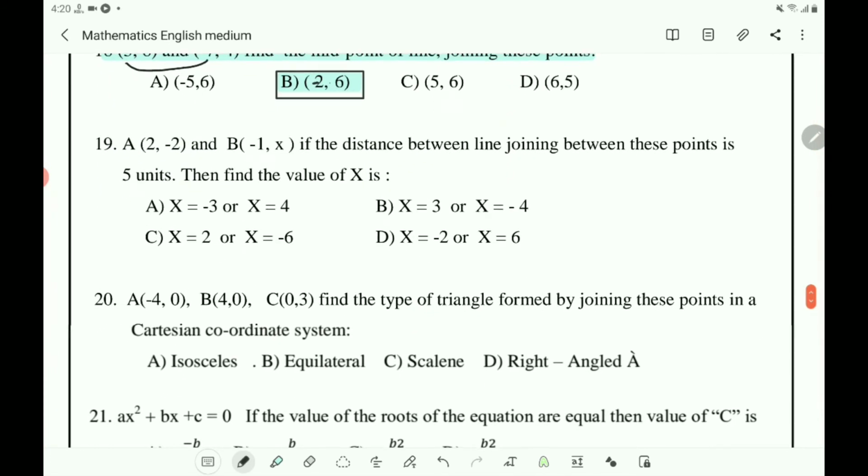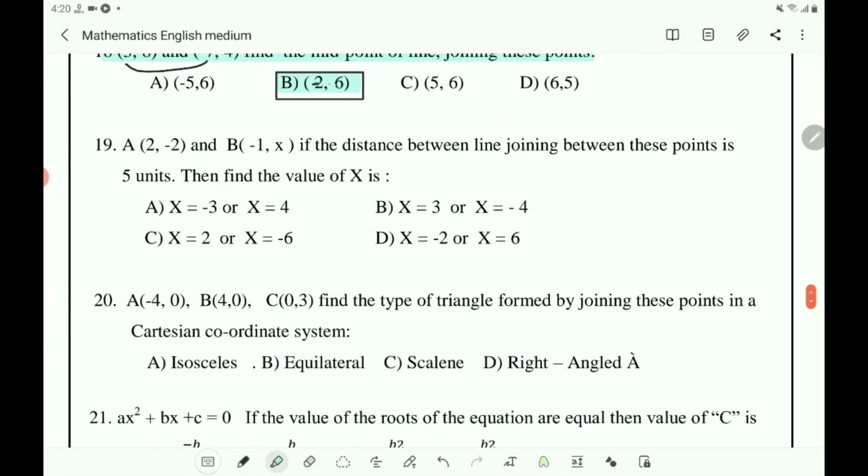Then you take question number 19. A is 2, minus 2 and B is minus 1, x. If the distance between the line joining these points is 5 units, then find the value of x. Here what is given? The distance between the line joining these 2 points is 5 units. What we have to find out? We have to find the value of x.